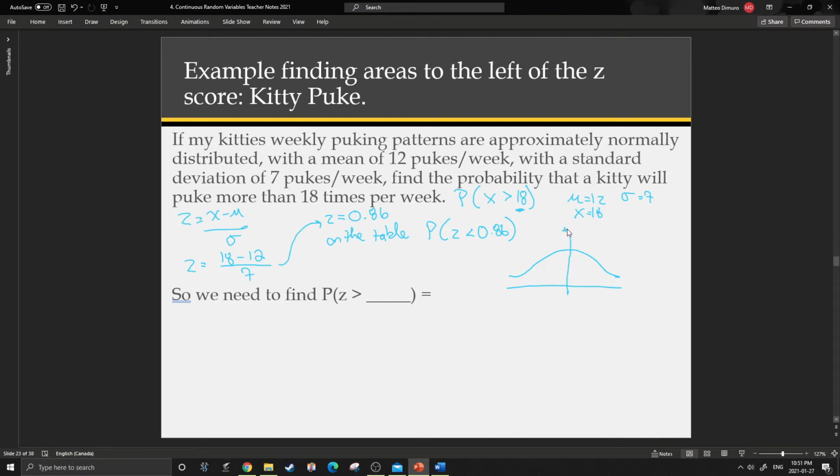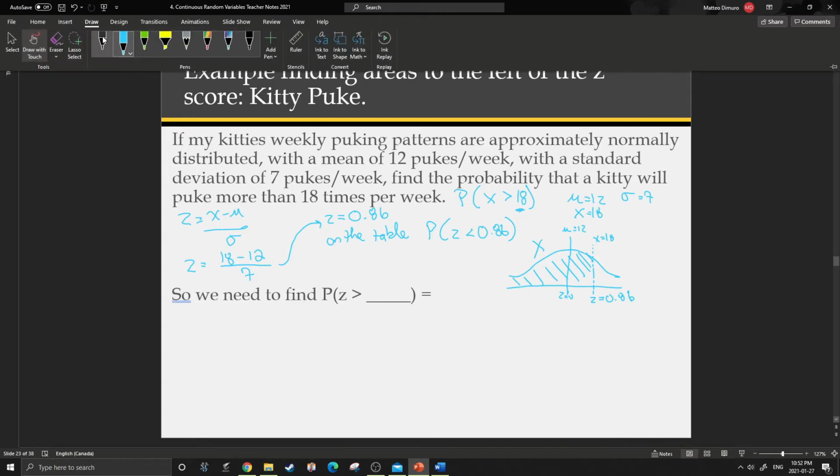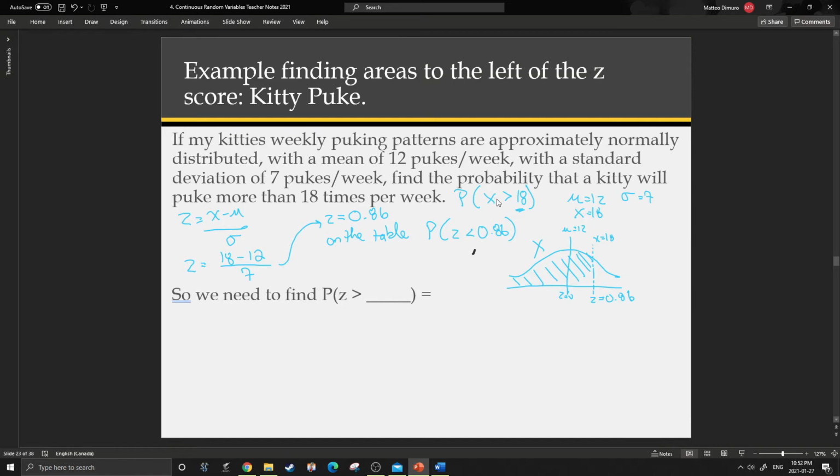So here's the mean of 12. Now I was asking for an x of 18, which is clearly above the mean. So this is a z-score of 0, and this is the z-score I calculated of 0.86. Now, if the question was asking less than 18 times per week, I would be wanting this area, which I could just look up on the table. But that's not what the question's asking for, right? The question would like to know, what's the probability that it's more than this? Well, that represents this area of the curve.